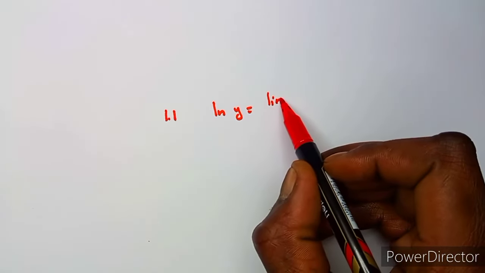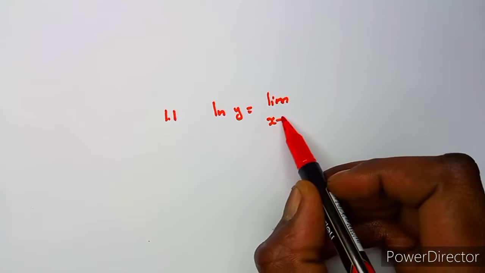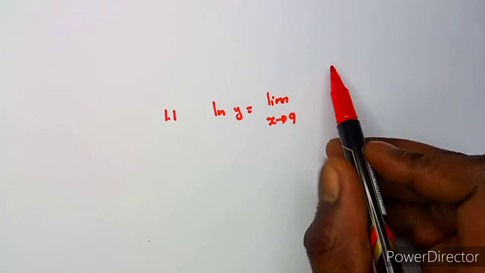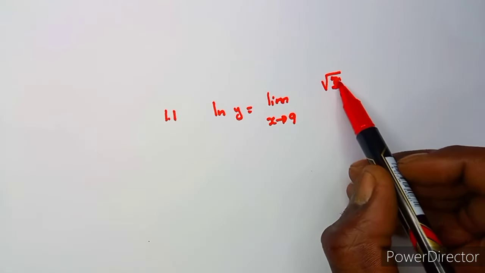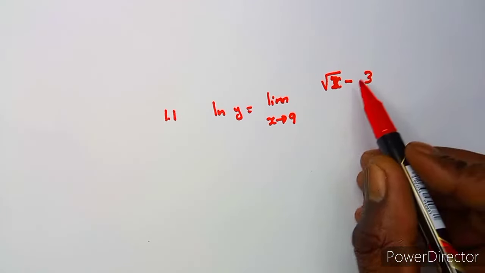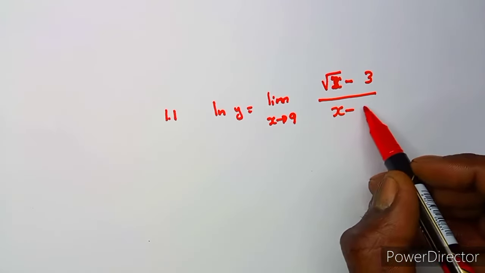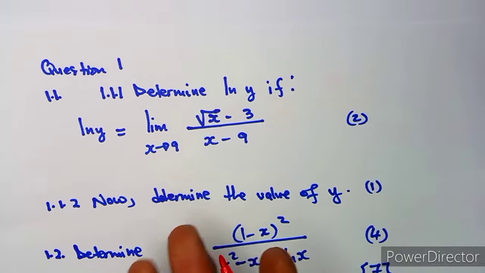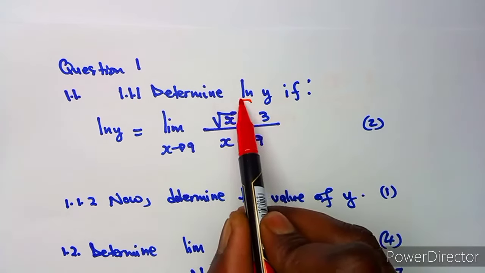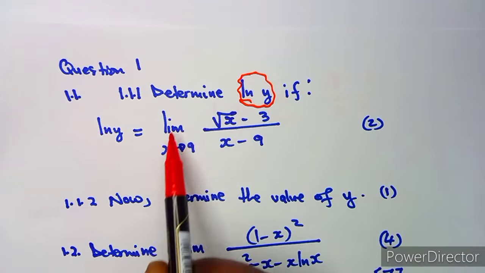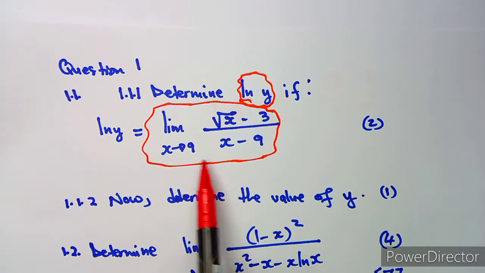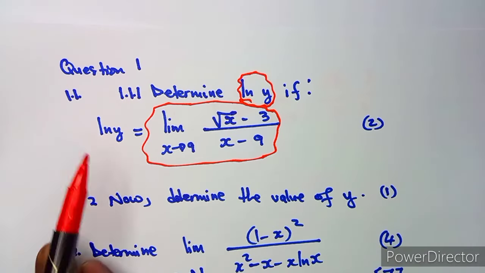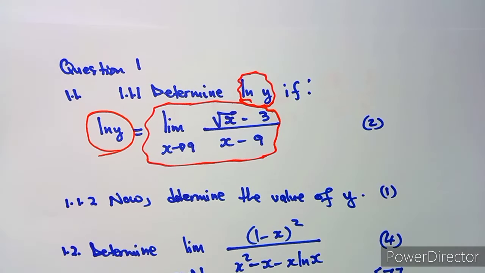Now you know your limits from this part that we have just explained. Maybe you were having some confusion there on limits, but now you actually know your limits. So that means it is going to be easier for us, because when you're given something like this, you want to determine ln y, and ln y is equivalent to this limit that we are given here. So it's simply finding the limit. Whatever I get, it is equal to ln y. That is the case.